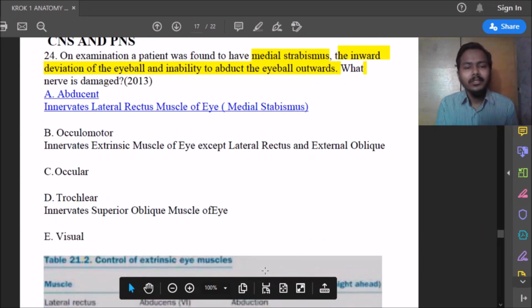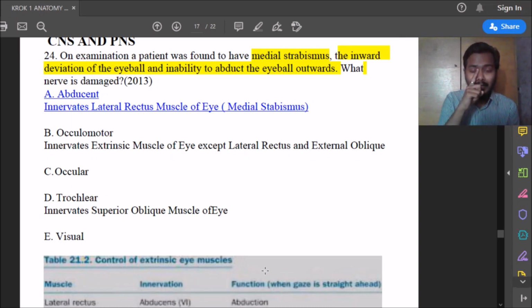On examination, a patient has medial strabismus. The eye goes toward the nasal point: an inward deviation of the eyeball, and he is unable to abduct the eyeball outward. Abduction. Now, what nerve is damaged?